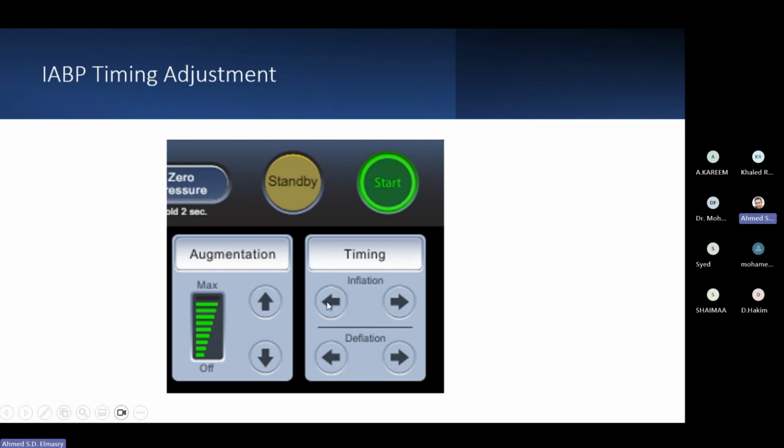To adjust the timing for the inflation, if you have early inflation, you have to press this button to move the inflation point to the optimum point. And if you have a problem with the deflation, like late deflation, you have to press this button in order to adjust the deflation point.